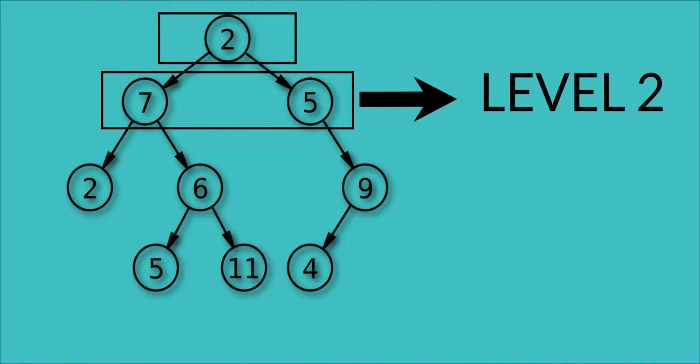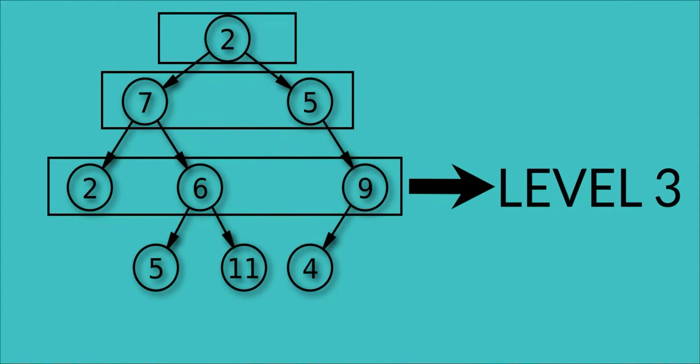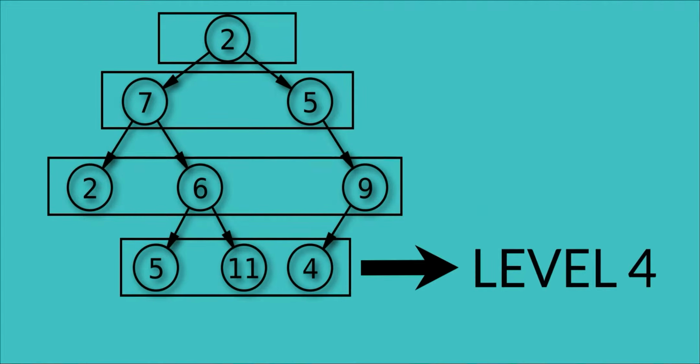The next level will consist of children of these elements. So they would be 2, 6 and 9. And the next level would be children of these three elements, which will be 5, 11 and 4. So this is what we mean by levels. And level order traversal means traversing one level after another. So first we would be looking at 2, then we'll be looking at 7 and 5, followed by 2, 6 and 9, followed by 5, 11 and 4 in that order. So that is what we mean by level order traversal.